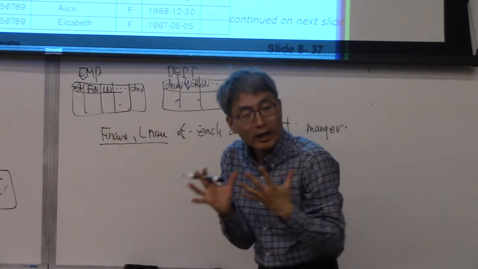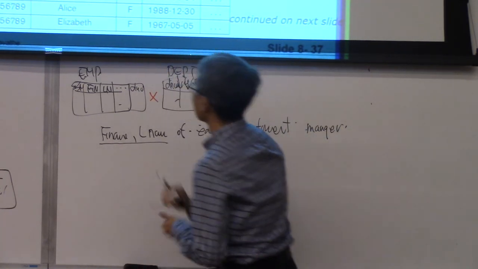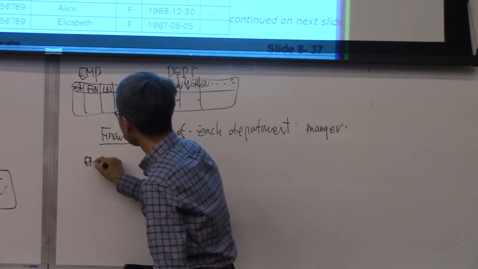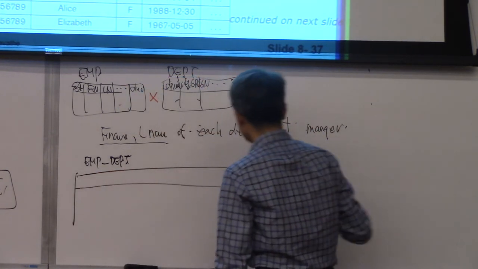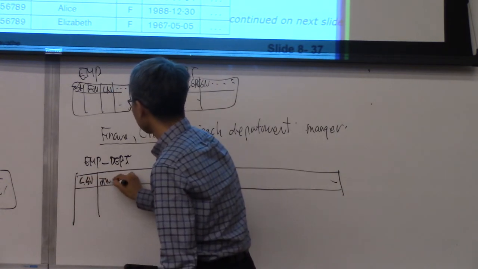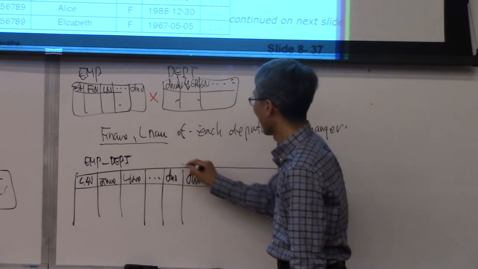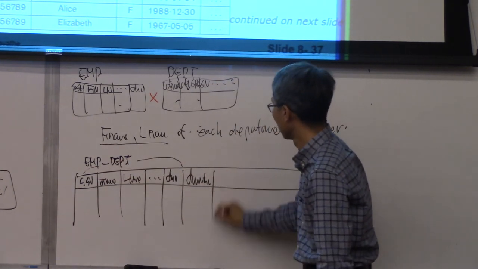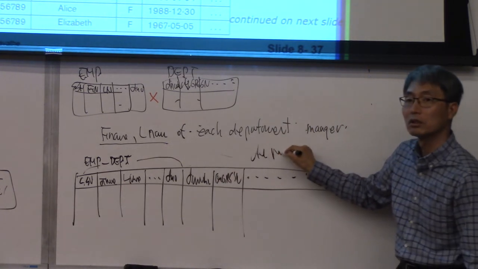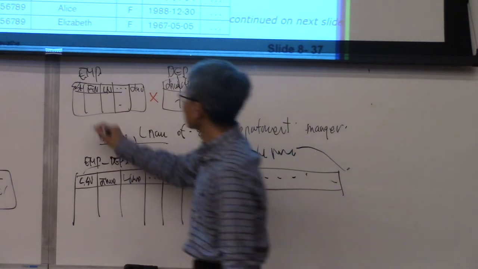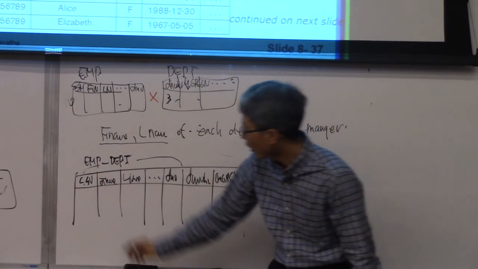So the only way to combine the two tables is the Cartesian product. So what is the result of the Cartesian product of employee and department? Social security number, first name, last name, D number, up to here, this is employee. Then D number, manager SSN, and so on, this is the department. Let's say we have 10 employees and 3 departments. How many tuples? 30 tuples will be returned.